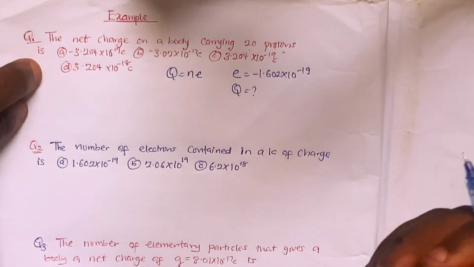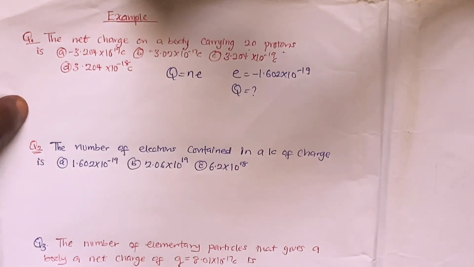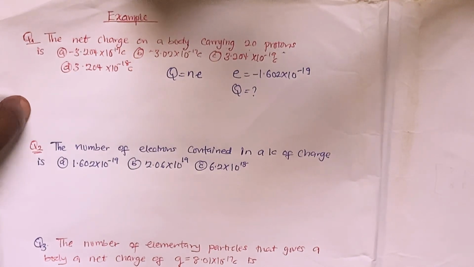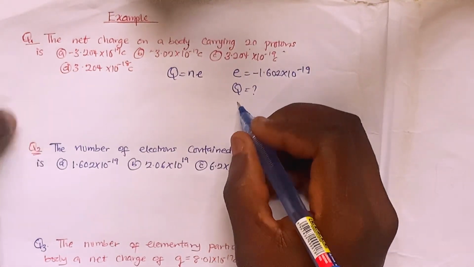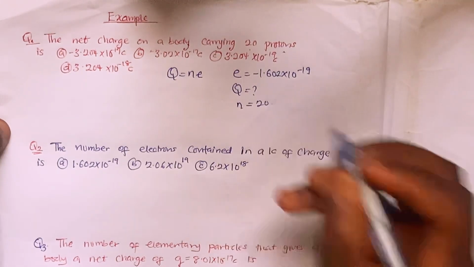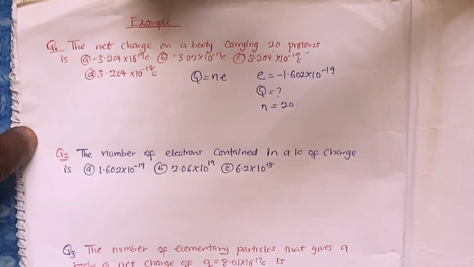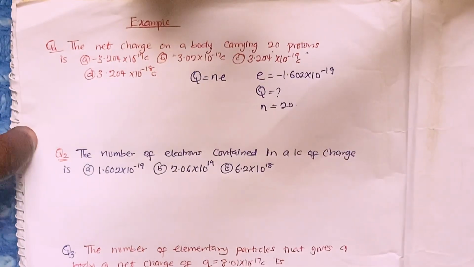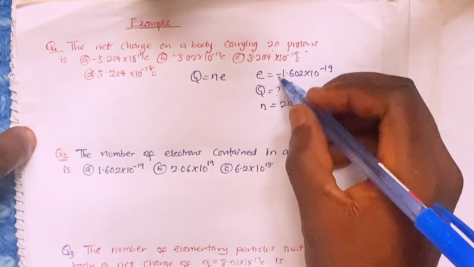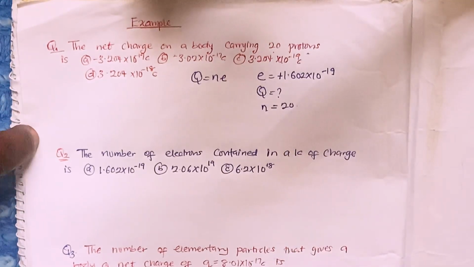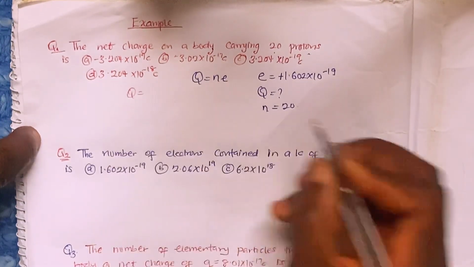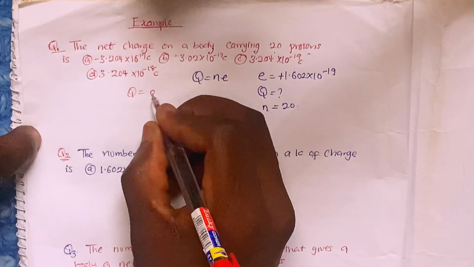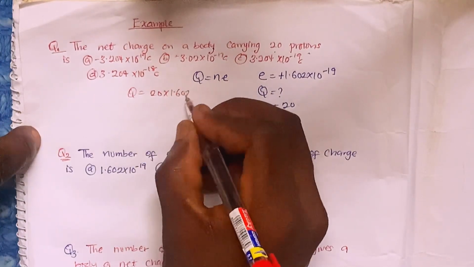That means 20 protons means the number of particles. And don't forget that particles are the proton, electron, ions, and also molecules as well. So here, N, the number of protons that are involved, is 20 protons. And since the question is talking about protons, there is no need of putting a negative sign here. It will be a positive charge. Now let's go. Here we are having Q equals Ne. We are asked to calculate Q. Then we have Q equals N, that's actually 20, multiplied by 1.602 times 10 to the power minus 19.